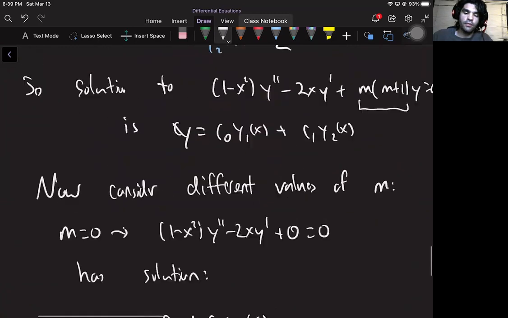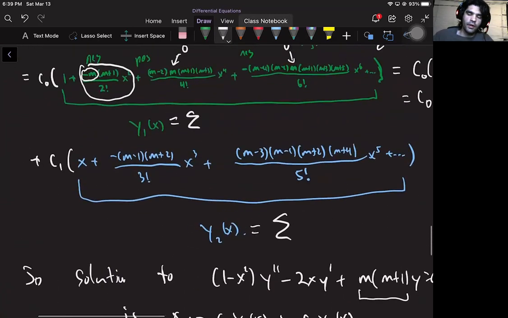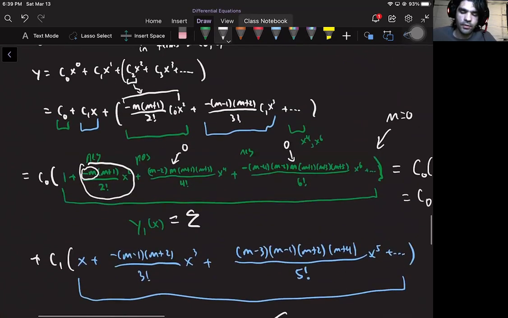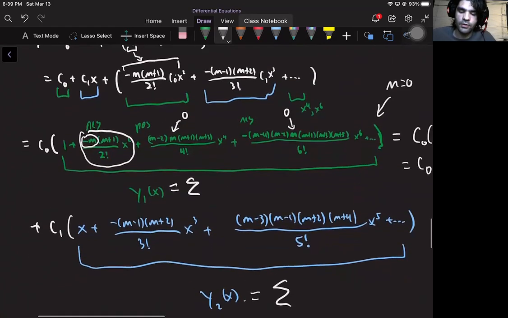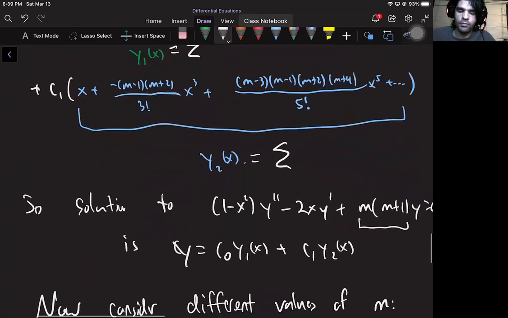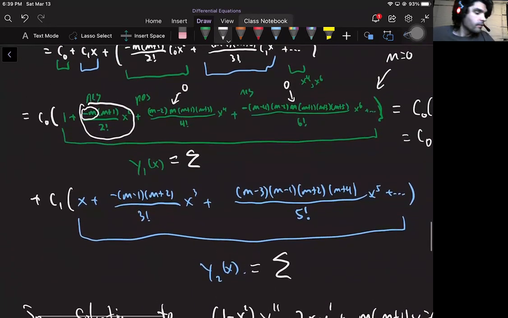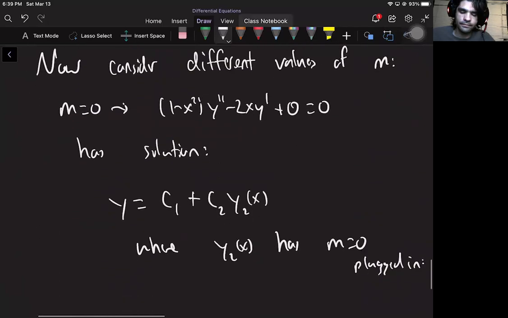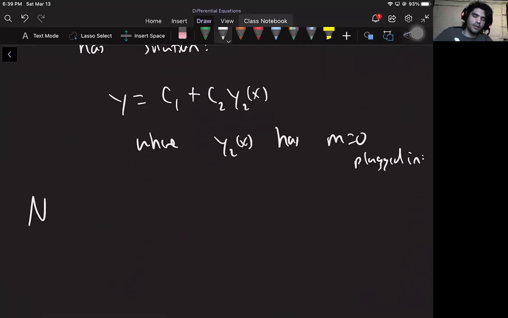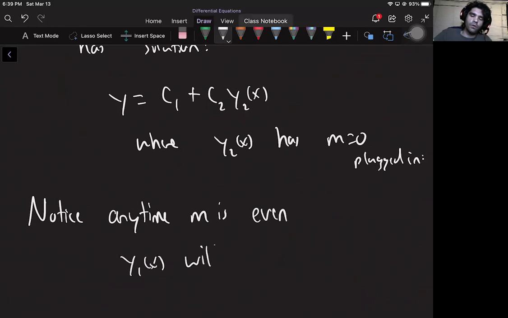So you could go ahead and plug those in. But what I want to focus on is this cancellation thing that happens and the answers you get when you plug in values of m for the parts that disappear. So that's the next thing to notice. Anytime m is even, y1 of x will terminate.